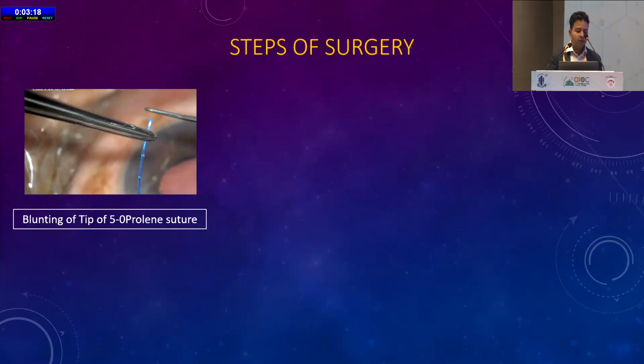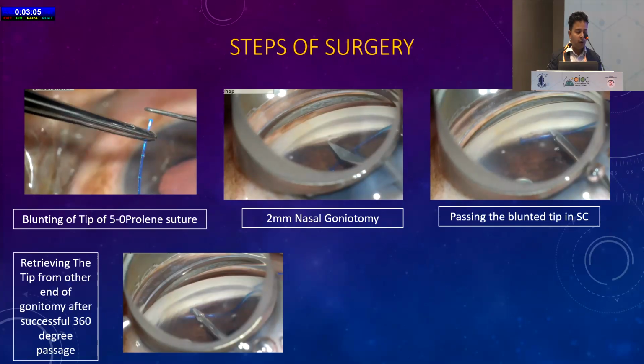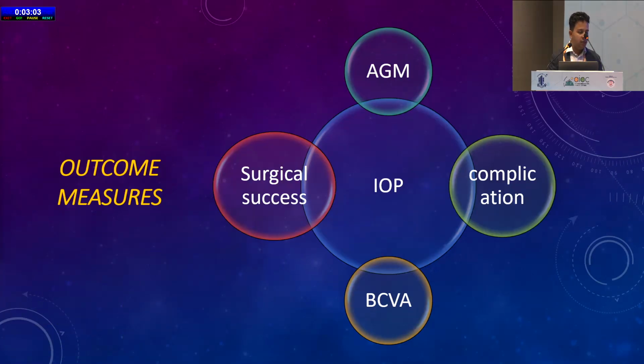The steps of surgery: all surgeries were done by a single experienced surgeon. It started with blunting the tip of the prolene suture. A 2 mm goniotomy was done. Then the suture tip was passed into Schlemm's canal. After 20 to 30 strokes, it was retrieved, and a constricted rim was formed.